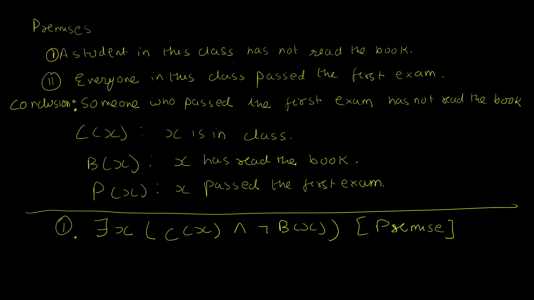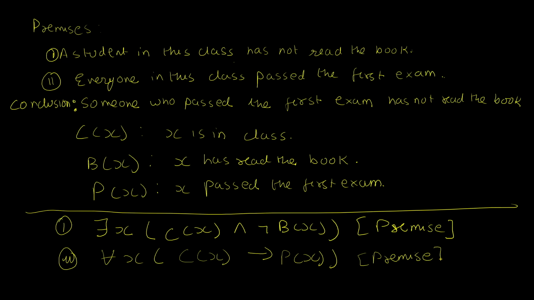So if you are confused why this statement is the same as this, you should go back and review those concepts. But for now, moving on to the second premise, everyone in this class passed the first exam. So how can I express that? For all students in X, if they are in the class, that will imply that they have passed. So C of X will imply P of X. And this is also a premise.